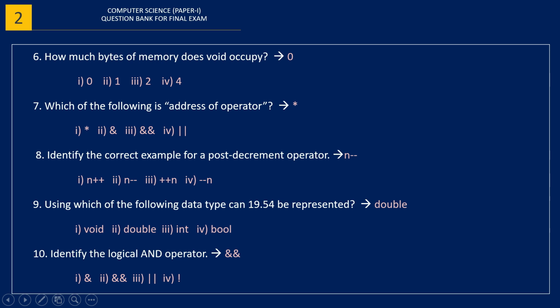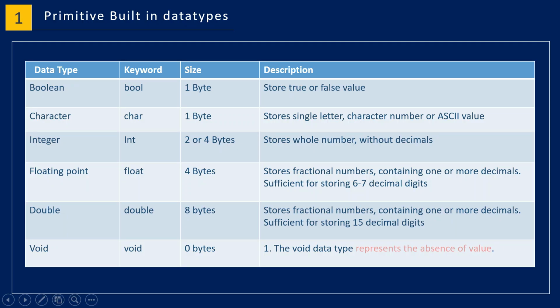Double is used to store fractional values. So 19.54 can be stored in a double, because integer stores only whole numbers and boolean is used to store true and false. Just now we have seen this chart, so I will show you once again. You can see this chart. Double stores fractional numbers containing one or more decimal digits, sufficient for storing 15 decimal digits. So float and double are allowed to store decimal values.